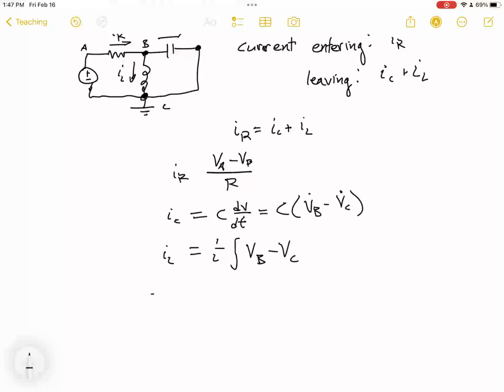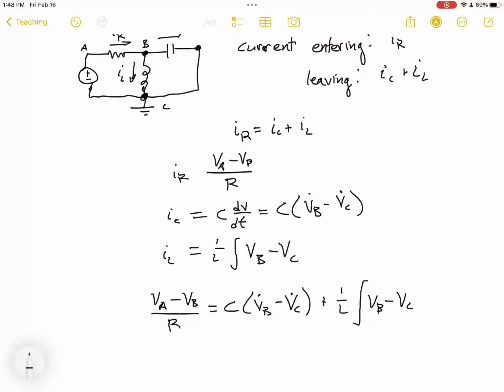So we'll go ahead and plug all of those into our equation. VA minus VB over R is equal to C times VB dot minus VC dot plus 1 over L times the integral of VB minus VC.